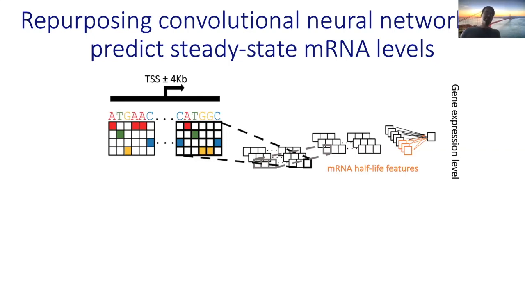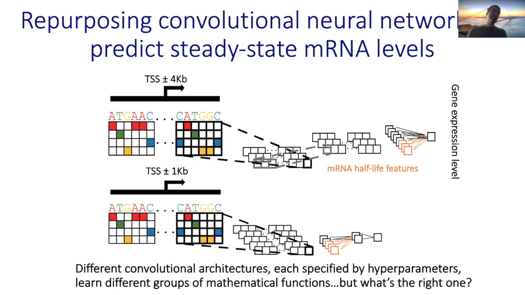But is it the case that 4 kb is optimal? I'm not sure. Maybe this other alternative architecture is better. Maybe one should use 1 kilobase instead of 4 kilobases, or maybe instead of 2 convolutional layers, we should use one convolutional layer. All of those are different architectures, and each of these architectures is specified by a group of hyperparameters. As I was mentioning, the structure can govern the types of mathematical functions that these architectures can learn, but it's unclear what the right one is.